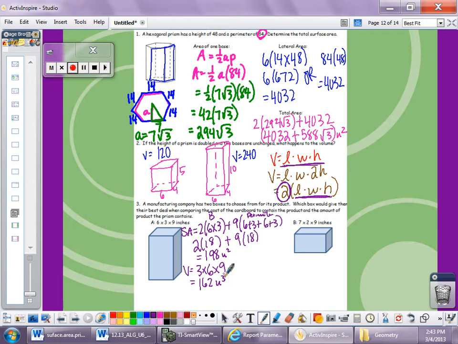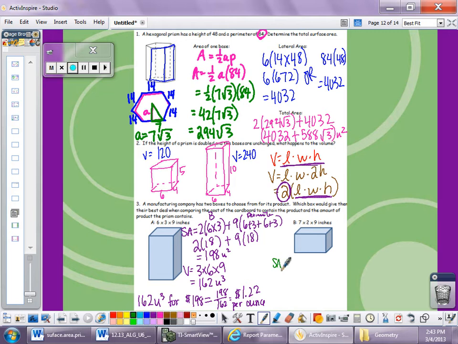Now let's say that for every unit of cardboard I use, because this would be my cardboard surface area, it's $1. So I have 162 units cubed for $198. Therefore, if I divide it, this makes it $1.22 per ounce, if you wanted to say that we're measuring the volume in ounces. Okay? So now I'm going to find the other one.